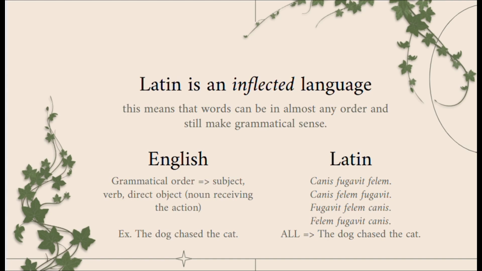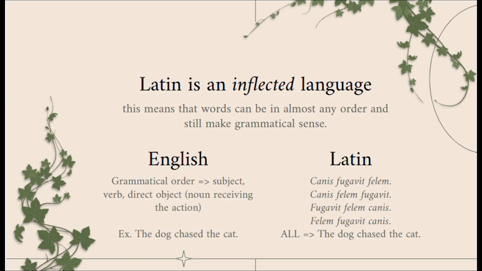It's what's being chased. What if we put chased first? Chased the dog, the cat. Well, now we don't know what our subject and what our direct object are. Or the same thing with the dog, the cat chased. Once again, it's ambiguous. So English is not inflected. Latin, however, is inflected. Let's look at a sample sentence.